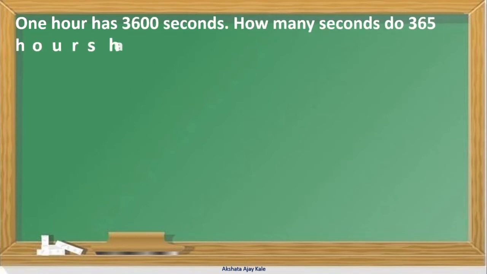Here is one problem sum. 1 hour has 3,600 seconds. You know, 1 hour has 60 minutes and 1 minute has 60 seconds. So 1 hour has 3,600 seconds. Right? How many seconds do 365 hours have?